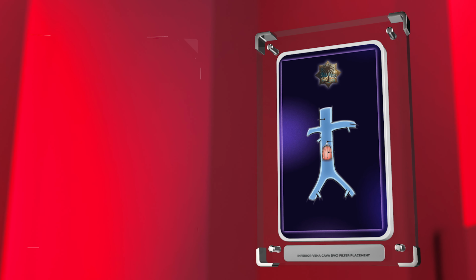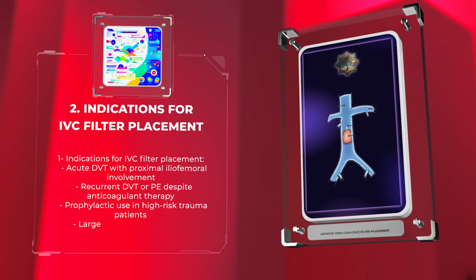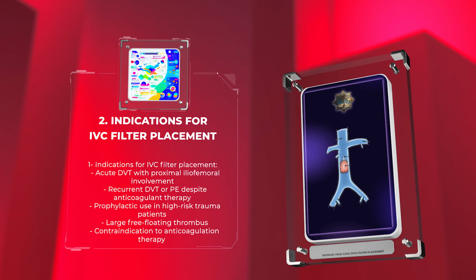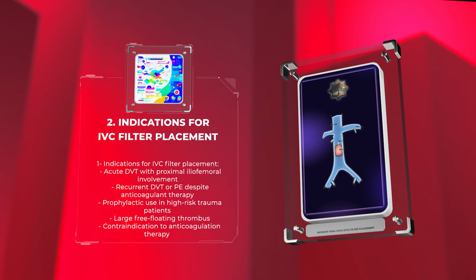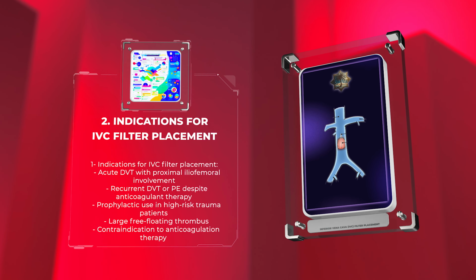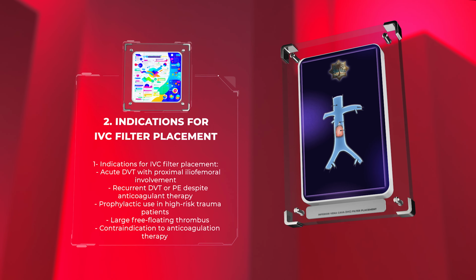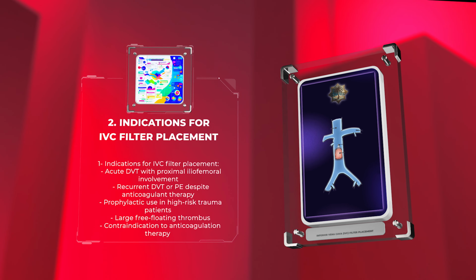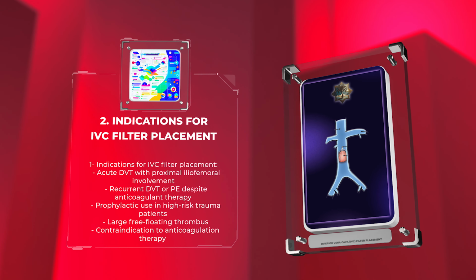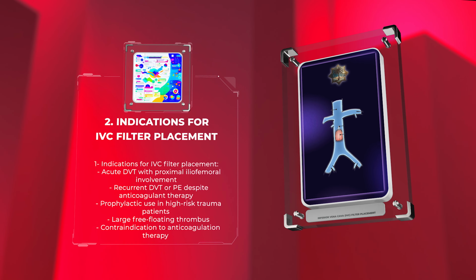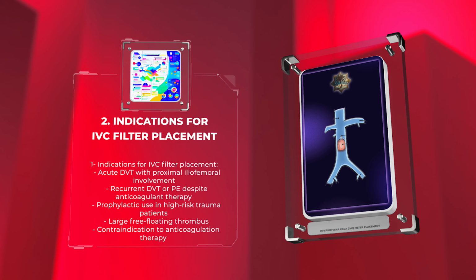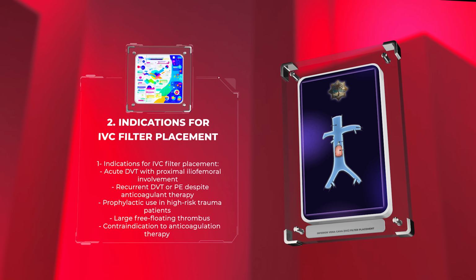IVC filter placement is indicated in specific clinical scenarios where patients are at high risk of developing deep venous thrombosis, DVT, or pulmonary embolism, PE, but have contraindications to anticoagulation therapy. Some common indications include: 1. Acute DVT with proximal iliofemoral involvement. 2. Recurrent DVT or PE despite adequate anticoagulant therapy. 3. Prophylactic use in high-risk trauma patients with multiple fractures or spinal cord injury. 4. Presence of a large free-floating thrombus. 5. Contraindication to anticoagulation therapy, such as active bleeding or recent surgery.